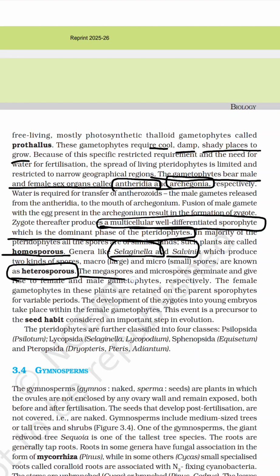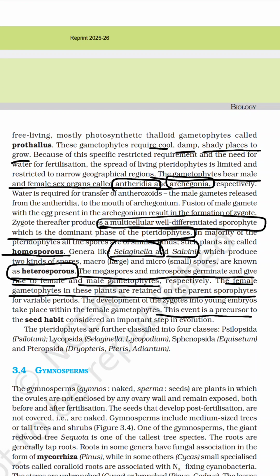The megaspores and microspores germinate to give female and male gametophytes. The larger one is the megaspore and the smaller one is the microspore, which gives the male gamete. The female gametophytes in these plants are retained on the parent sporophyte. The zygote develops into a young embryo within the female gametophyte. This event is a precursor to the seed habit, an important step in evolution.